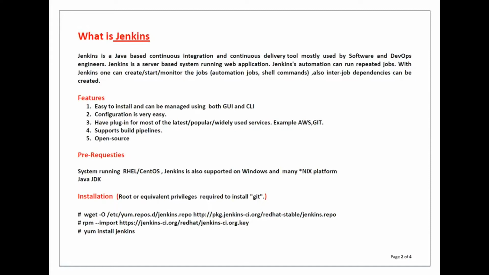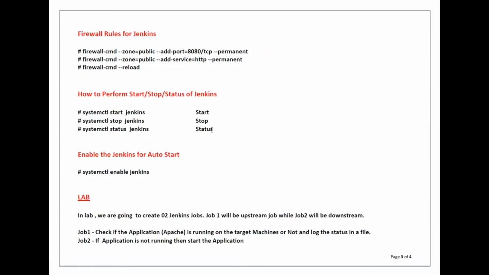For installation we will download the repository from Jenkins and then import the repo. After that we will perform the Jenkins installation this way. Then Jenkins by default works on port 8080, so we will allow traffic on port 8080 on the server where we will configure Jenkins. To stop, start, and check the status of the Jenkins service, we will just use systemctl. To enable the service, again we will use systemctl.